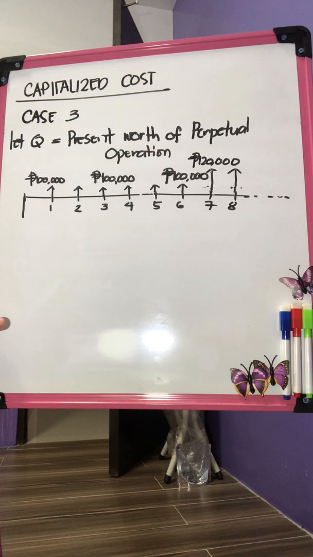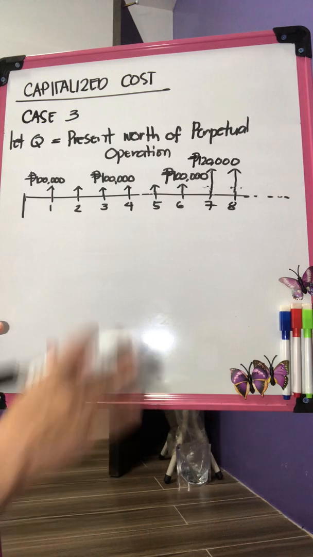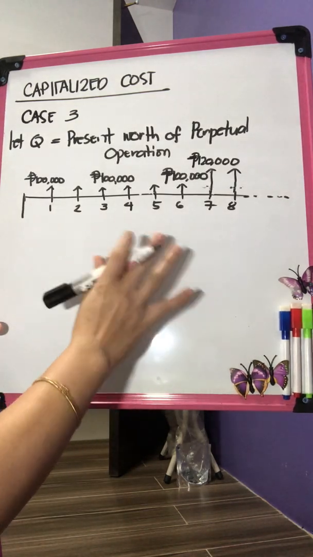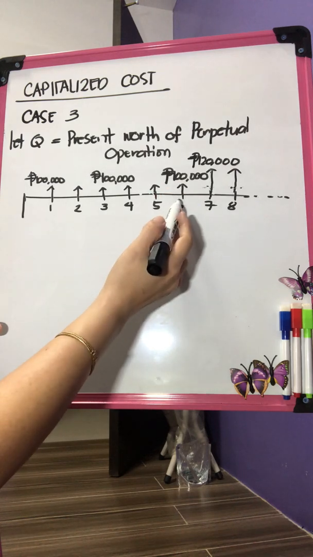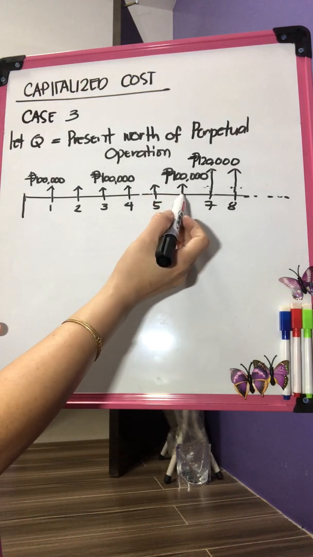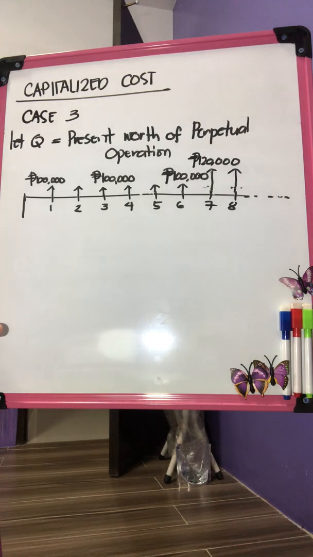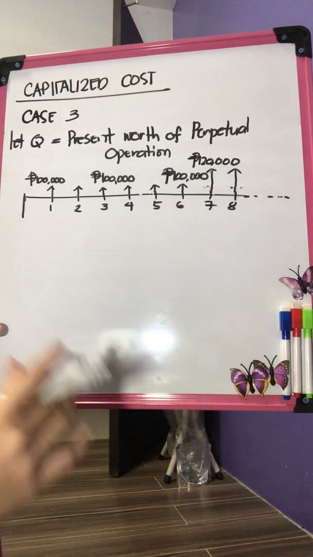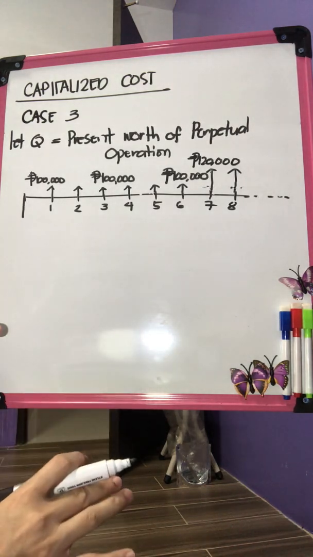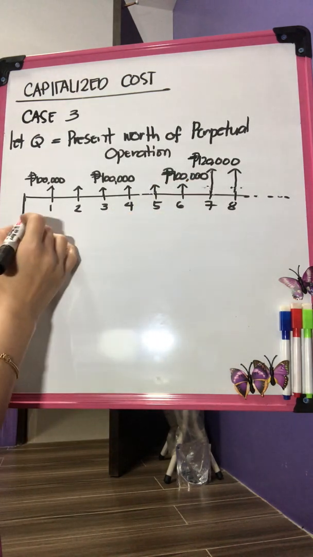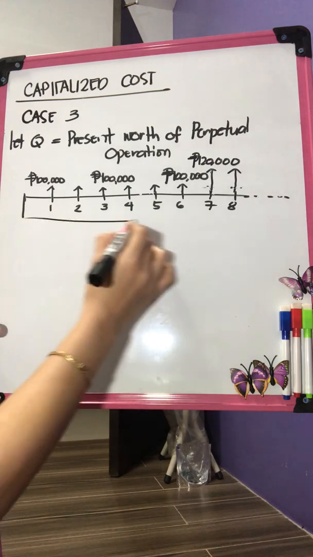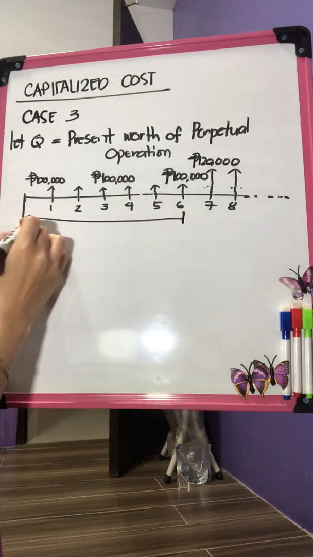Okay? So, now, we have to determine the present worth nitong lahat ng cost natin na ito, nitong operating expenses natin. So first, dito muna tayo kay 100,000. So we have to get the present worth of 100,000. So dito, ito talaga ay application ng annuity. So ibabalik natin yan dito. Okay. So ibabalik natin siya dito.